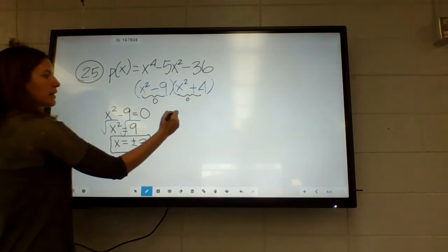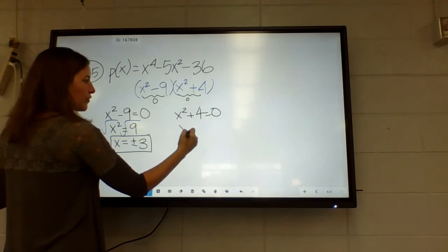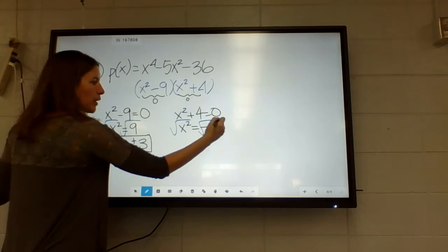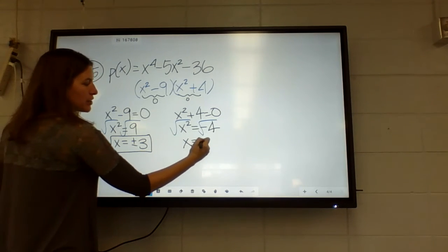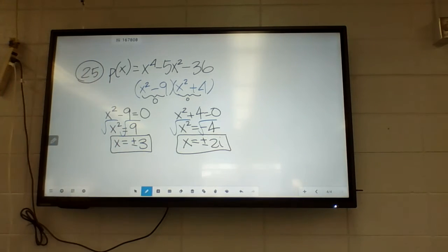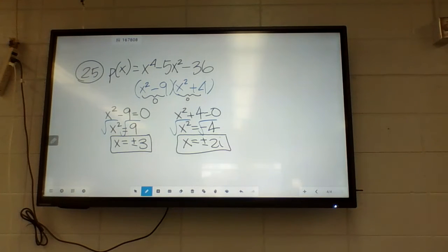But over here, I do x squared plus 4 equals 0. I move that 4 over, so I get x squared equals negative 4. So when I go to take the square root, this is where my imaginary solutions come from. So that I needed those, so I have 4 answers. I found all the zeros. Happens to be that 2 of them are imaginary.